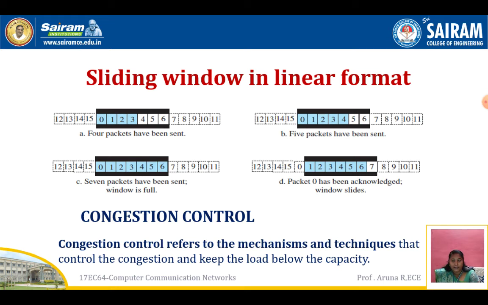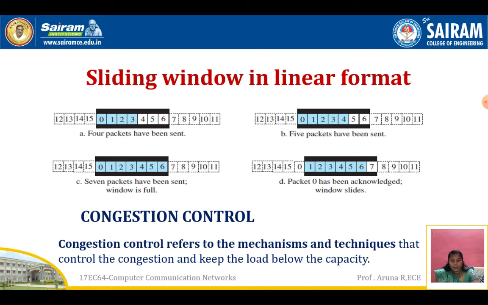Here for the sliding window, the size of the window is 7. 4 packets have been sent, so they are colored blue. When the 5th packet is sent, it also becomes blue. When all 7 packets are sent, the window is full, that is, all packets have been colored. When I get the acknowledgement for 0, it will automatically move from the 0th position to 1, so 7 can also be accommodated. This is the principle of the sliding window used in the transport layer.